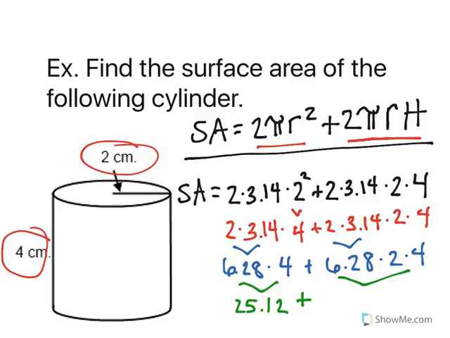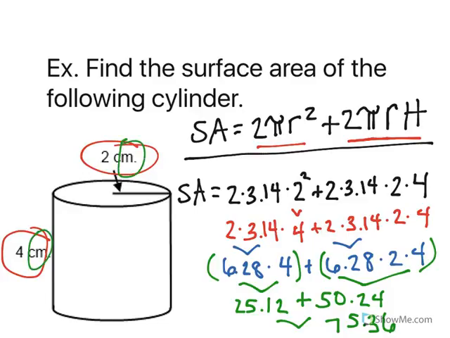So I'm going to do 6.28 times 2 times 4. I'm going to get 50.24. Please remember, you can treat these as parentheses, but do not add them till the end. So then when I add these 2 up, I'm going to get 75.36. And with surface area, because this area is always going to be squared, and our units are centimeters, it's going to be centimeters squared.